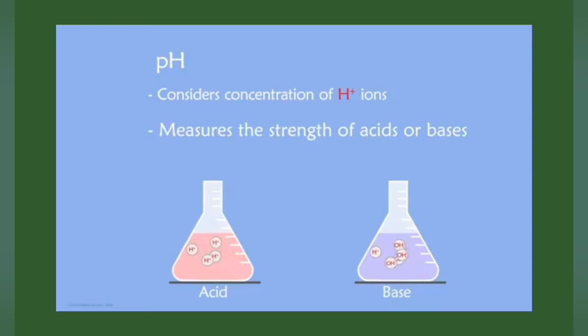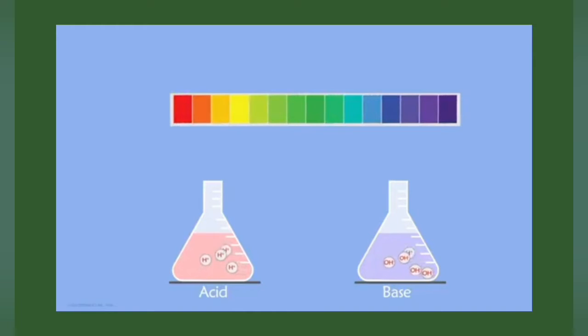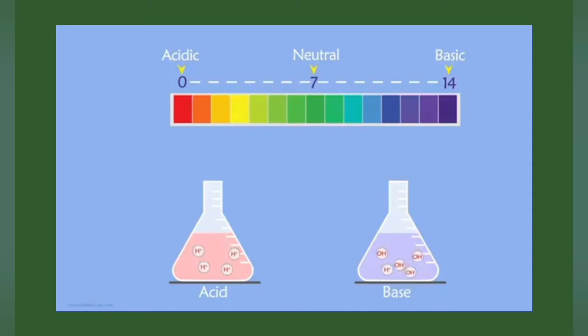So to know how strong an acid or a base is, we have the concept of a pH scale. And it ranges from 0 to 14. 0 being very acidic and 14 being very basic or alkaline. And the pH of a neutral solution right here in the middle is 7. Understand that the pH is just a number which tells us how acidic or basic a solution is.